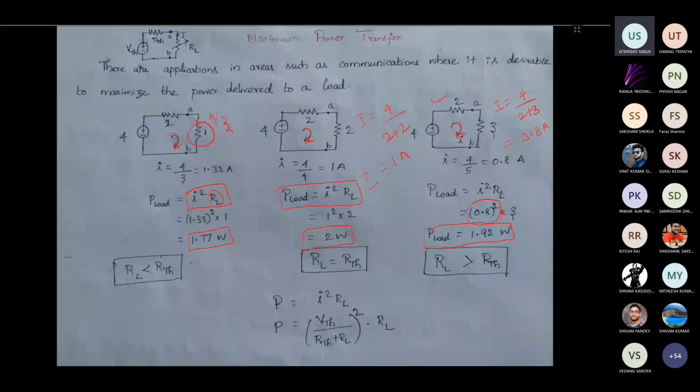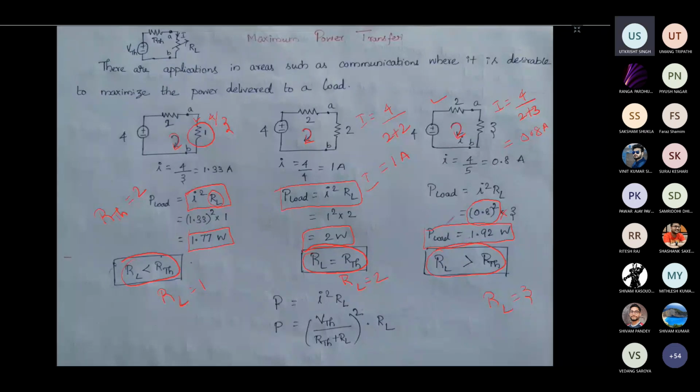Okay, what is the inference you need to see from here? For all the cases, the Thevenin resistance is 2 ohm. For the first case, the load resistance is 1 ohm. For the second case, the load resistance is 2 ohm. And for the third case, the load resistance is 3 ohm. Now compare the load resistance with the Thevenin resistance. For the first case, the load resistance is less than Thevenin resistance. For the second case, the load resistance is equal to Thevenin resistance. For the third case, the load resistance is greater than Thevenin resistance.